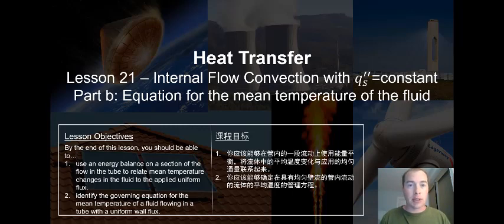By the end of this lesson, you should be able to use an energy balance on a section of the flow in the tube to relate mean temperature changes to the applied uniform flux. You should also be able to identify the governing equation for the mean temperature of a fluid flowing in a tube with a uniform wall flux.